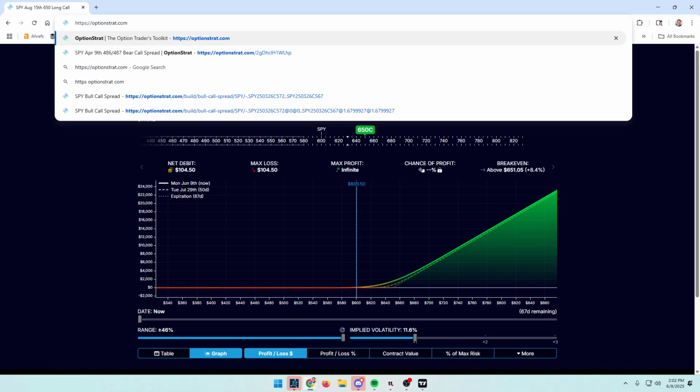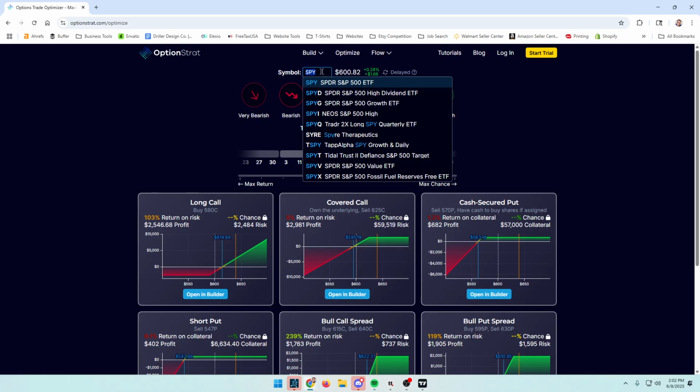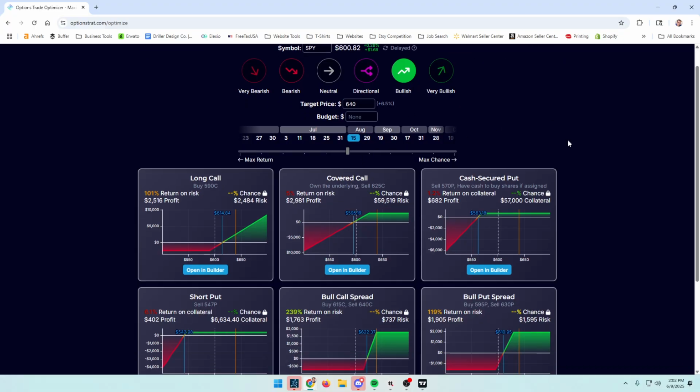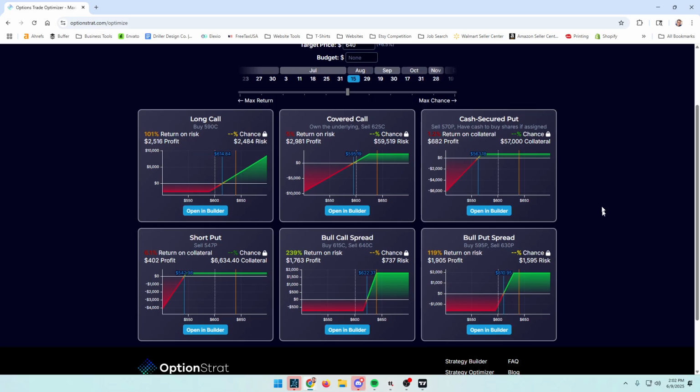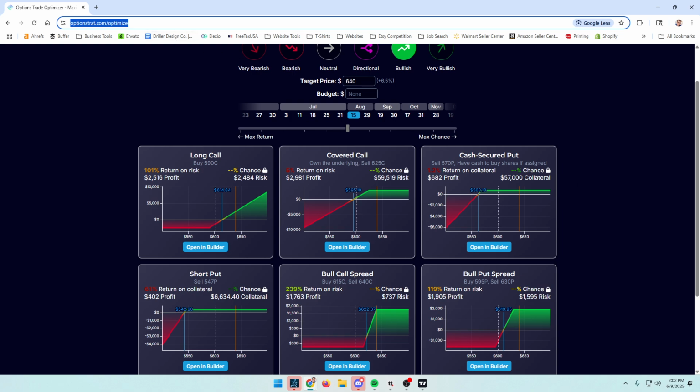Go to this website, optionstrat.com. Hit optimize, and you're going to go to SPY, and you're going to say target price of $640. And you're going to give them an expiration date, and here's all the ways you could play this. That's what I was. Okay, yeah. All right, cool. So let me throw this into the chat too.